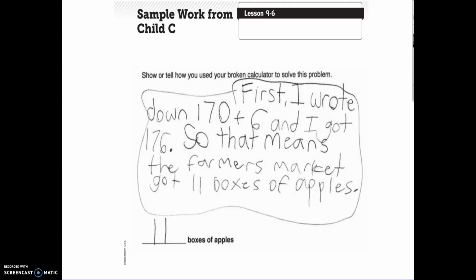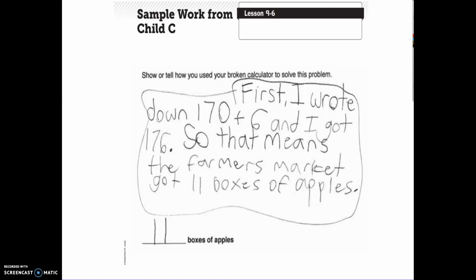So they added 170 plus 6, and that was the number of apples. Did this child find the right number of boxes for the apples? Yes, because 11 is the correct number of boxes for 176 apples. Did this child show a strategy for using their broken calculator to solve the problem? No, I don't see it.